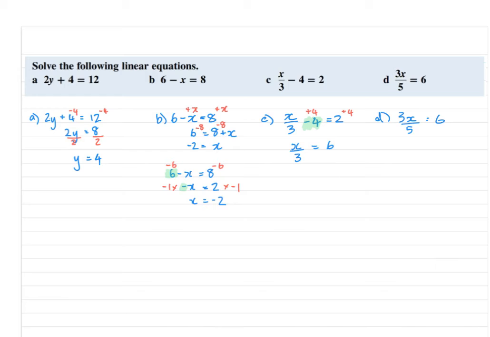Now, the opposite operation of divided by 3 is multiply by 3. So multiply both sides by 3. And our equation, or solving for x, gives me x is equal to 18.